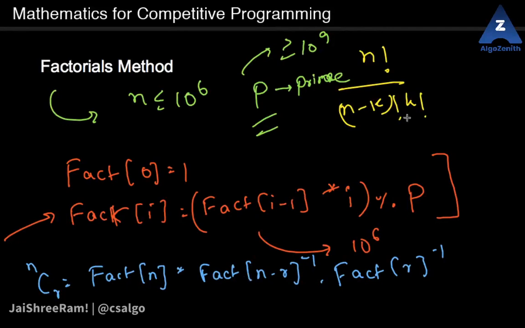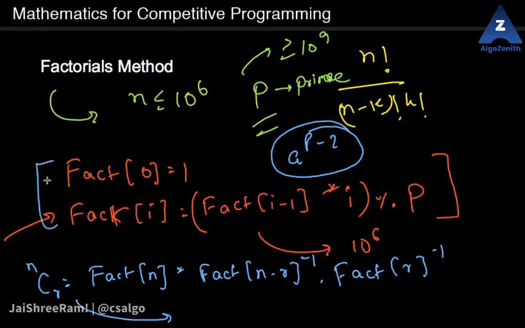So we know that for any prime p, a to the power p minus 2 is actually the inverse of a, right? So we can use that over here and find these inverses pretty fast. So we can calculate any n choose r once this pre-computation is done in linear time. For every n choose r, this will be order log n. We can even make this order 1 if we want to by pre-computing these inverses as well, right?